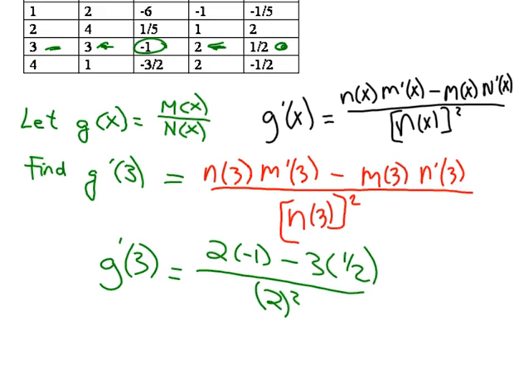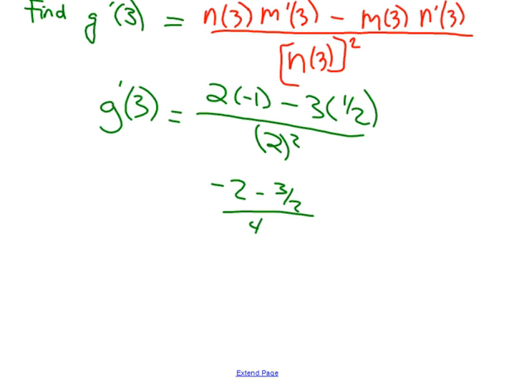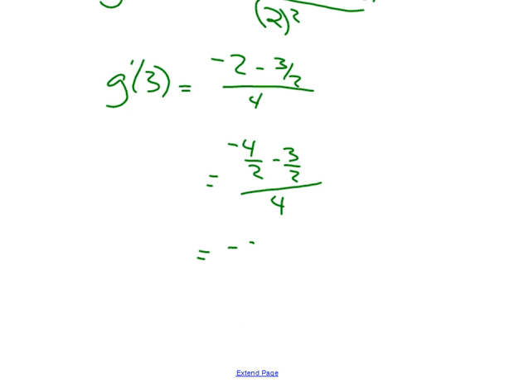All right, now all we have to do is calculate what these numbers are. -2 minus 3/2 over 4. Got some fraction work to do. This is the same thing as -4 halves minus 3/2, common denominator on top, which is the same thing as -7/2. Instead of dividing by 4, I'm going to multiply by 1/4. So my answer is -7/8. G prime at 3 is -7/8.